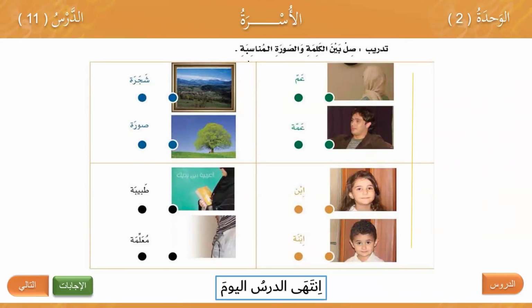Now we have to connect between the word and the appropriate picture. طيب, if you look over here, we have, for example, Ammun, and Ammun is masculine, so I just draw the line by myself. Here Ammun, this is masculine, and Ammatun is over here, uncle and aunt. Similarly, we have Shajaratun, the tree over here, and Suratun, that's the picture over here. Ibnun, as we can see in the picture, the boy, and Ibnatun, the girl or daughter. And similarly, we have Tabibatun, that means a doctor, and Muallimatun, that means a teacher, lady teacher.